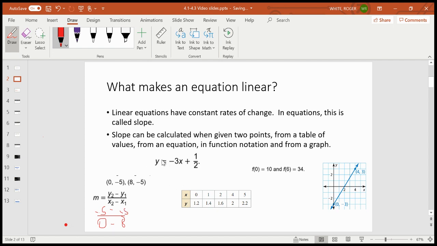In this example right here, this is in slope-intercept form from an equation, and this value right here is our slope. That one's pretty easy for us to figure out.